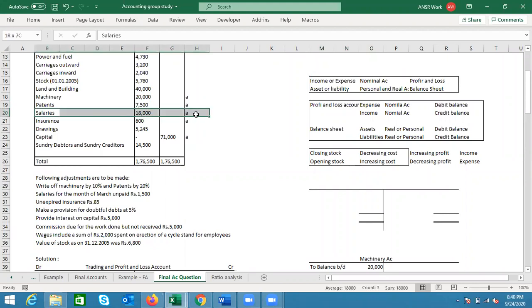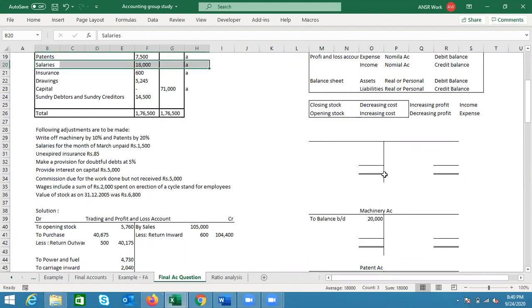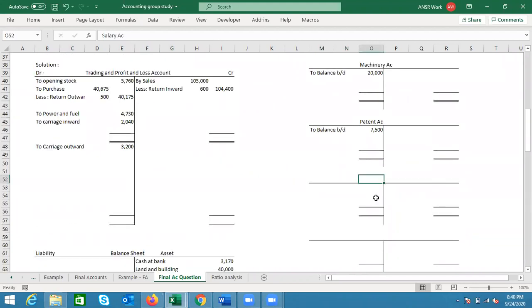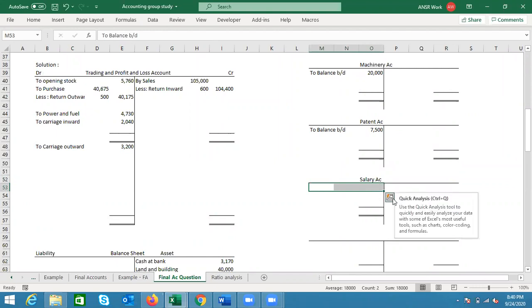Salaries account. There is an adjustment for it. So instead of putting it into the trading and profit and loss account, we'll create a ledger for it. Now tell me whether it should be the debit side or credit side. 18,000. Debit. Why is that?